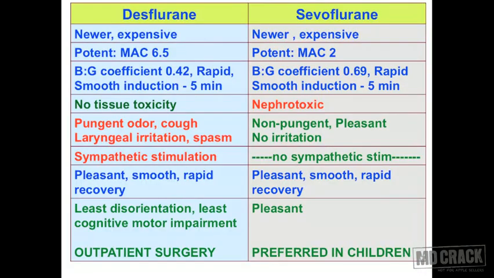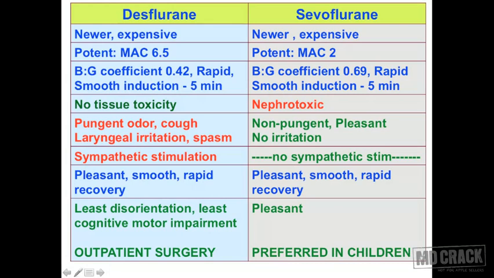Next we go to the two newer agents, desflurane and sevoflurane. Let's go to the slide. Both of them are newer and expensive agents. Both of them are very potent. For desflurane, the MAC is 6.5, and for sevoflurane, it's 2. For desflurane, the blood gas partition coefficient is 0.42, which tells there's a very rapid and smooth induction, which takes about 5 minutes. With sevoflurane, the blood gas partition coefficient is 0.69, it's quite good, and there's rapid and smooth induction within a period of 5 minutes.